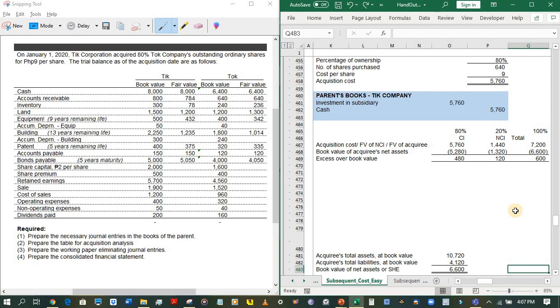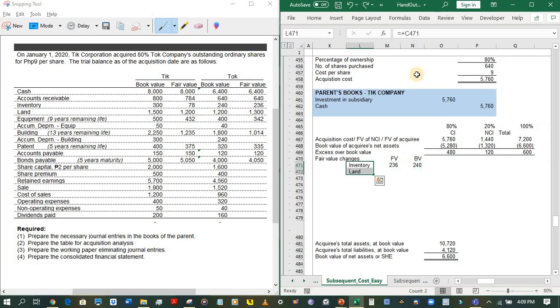Now, let's proceed to the fair value changes. So this is the second item. The fair value changes is the difference between the fair value and the book value of the acquiree's assets and liabilities. So we only consider here the items of assets and liabilities of the acquiree that have a fair value that is different from the book value. Those items that have an equal fair value and book value are irrelevant and are excluded in the analysis. Based on the problem, the assets and liabilities of the acquiree that have a book value different from fair value include inventory. The inventory has a fair value of 236 and a book value of 240 pesos.